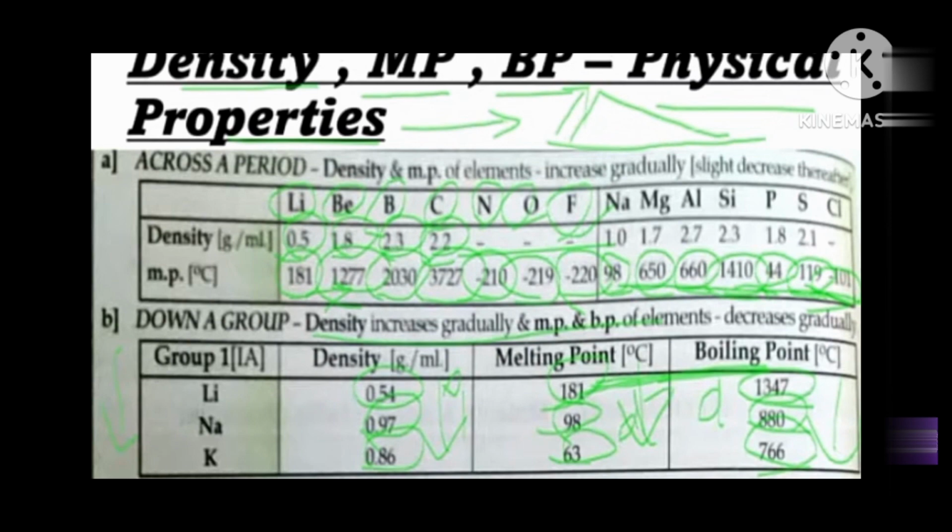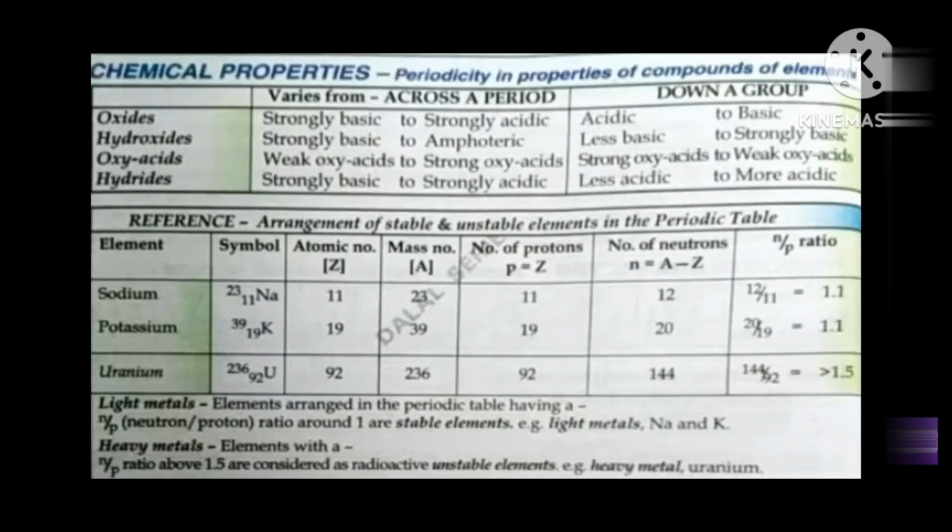This is very important. Now chemical properties, periodicity and properties of compounds of elements. Now this varies across a period and down a group. Now oxides: across a period, they go from strongly basic to strongly acidic. So across a period, oxides are going from basic to acidic.